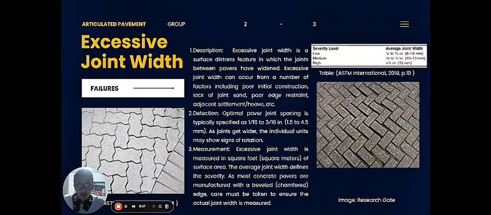Detection. Optimal paver joint spacing is typically specified as 1/16 to 3/16 inches. As joints get wider, the individual units may show signs of rotation. Measurement: excessive joint width is measured in square feet of surface area. The average joint width defines the severity. As most concrete pavers are manufactured with a beveled edge, care must be taken to ensure the actual joint width is measured.